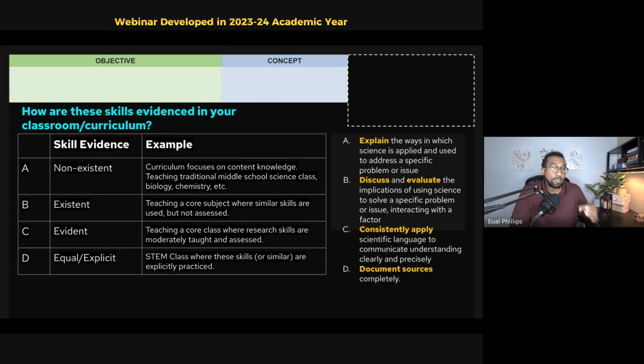Now that you've had a chance to look over these skills and evaluate how important they are to you and for your students to learn, I now want you to look at how these skills are evidenced in your classroom or curriculum today. So you're going to rate yourself as either non-existent, existent, evident, or equal and explicit. And I've given some examples. If you're non-existent, that means your traditional classroom where you focus on a lot of content knowledge and you really don't get to spend a lot of time developing those skills. Whereas some of you watching this webinar may be STEM educators, and so in your STEM class, you actually get to practice these skills very often or similar skills. Take about 30 seconds to classify yourself.